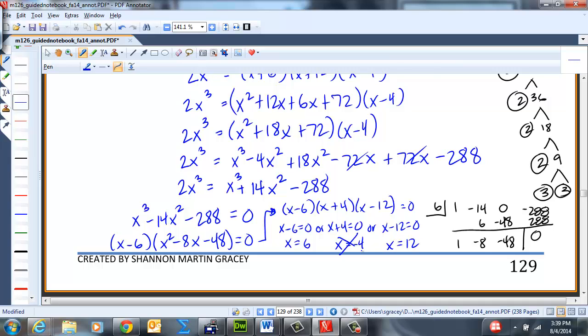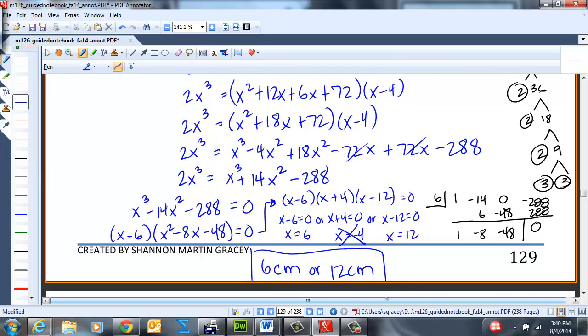The negative, you don't want a negative length on a measurement there. So you would get an answer of either 6 centimeters or 12 centimeters is the answer. All right?